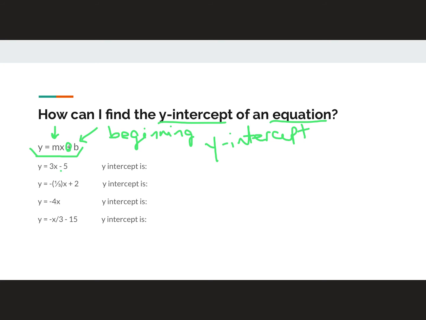So if we have a negative, like here we have -5, our y-intercept is -5. Here, our y-intercept is 2. Here, you notice there's nothing being added. Well, if nothing's being added, then our y-intercept is simply 0. Finally, here, it is -15. Now, if I had an equation written like this, y equals 5 plus 2x, the y-intercept would be 5. Even though it's in the wrong order, it's the one that's not being multiplied with my x.